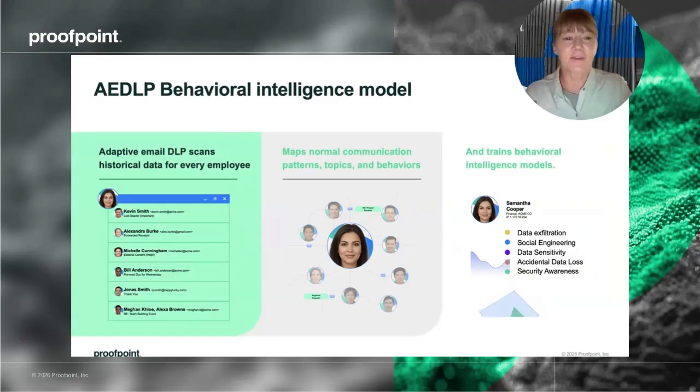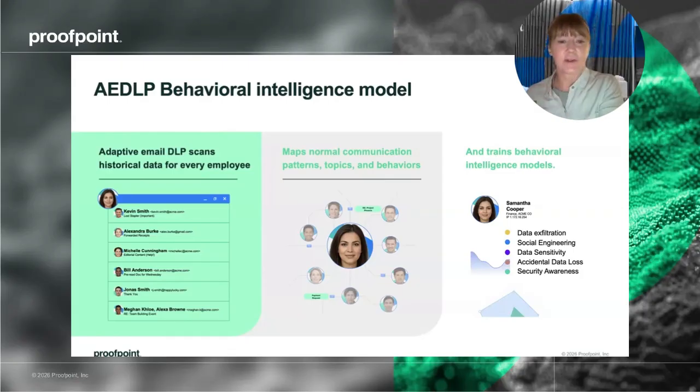Also, if you're new to adaptive email DLP, just a high level focus on how it works. Really what it does within 12 to 24 hours is it scans historical data for every employee. And in those 24 hours it's going to create a mapping of normal communication patterns: who everyone talks to, what they talk about with those different users or teams of users, and what those normal communication patterns and behaviors are. And from there, it will create a benchmark of what those behaviors are for each user.